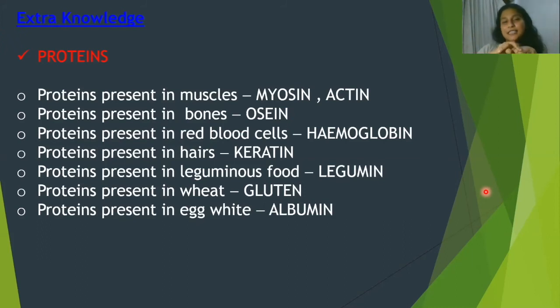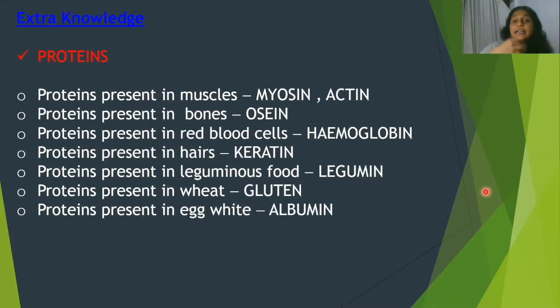Proteins present in bones as ossein, proteins present in red blood cells as hemoglobin, right? Heme, you all know what is heme. Heme means iron. That's why you smell something rusty when it starts bleeding. Proteins present in hair, keratin. It is also present in our nails.